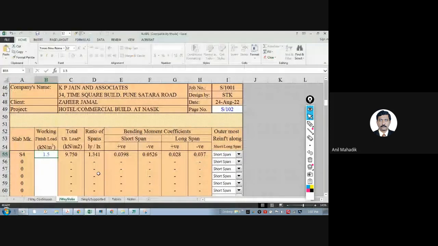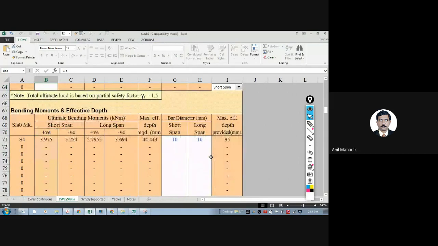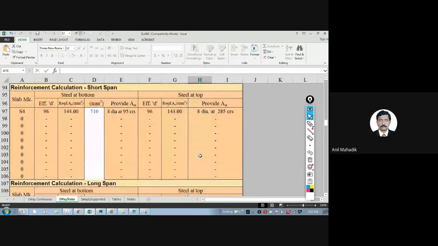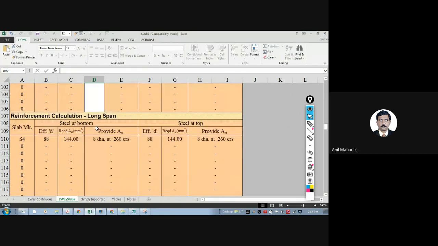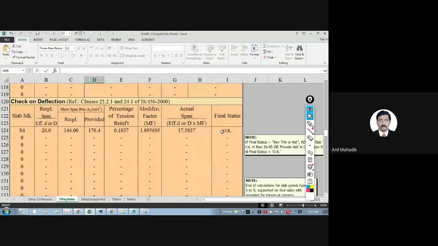So it will be 1.5 in our case here, and outermost reinforcement along short span is the same as for a one-way slab. Let's assume the diameter of the bar is 8 mm for both longer and shorter. Then go down. So this is the Ast required, 144. Let's put 150 as provided steel. So go down. So the final check is okay.